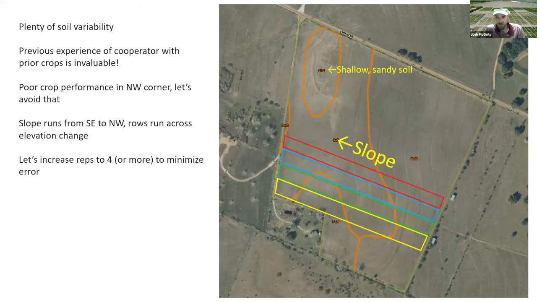We do have that slope to deal with, but the rows are already running perpendicular to those terraces that you can see in the photo. So we really can't plan around that. We've got to run the way that that field is set up.